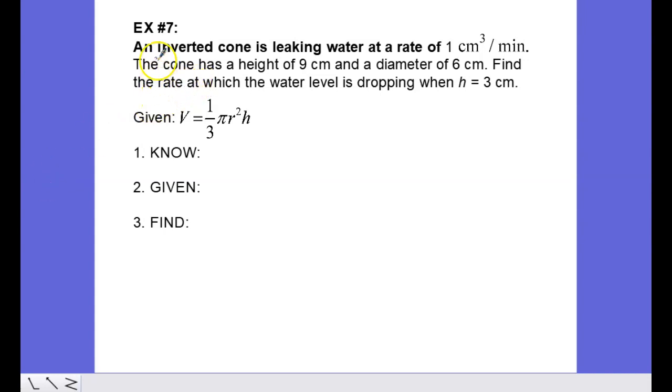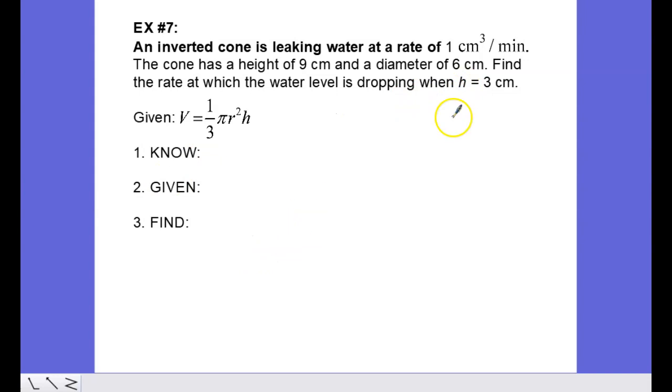In example 7, we have another famous problem from AP Calculus exams in the past, the inverted cone problem. Here we have an inverted cone leaking water at a rate of 1 centimeter cubed per minute. The cone has a height of 9 centimeters and a diameter of 6 centimeters. Find the rate at which the water level is dropping when h equals 3 centimeters.